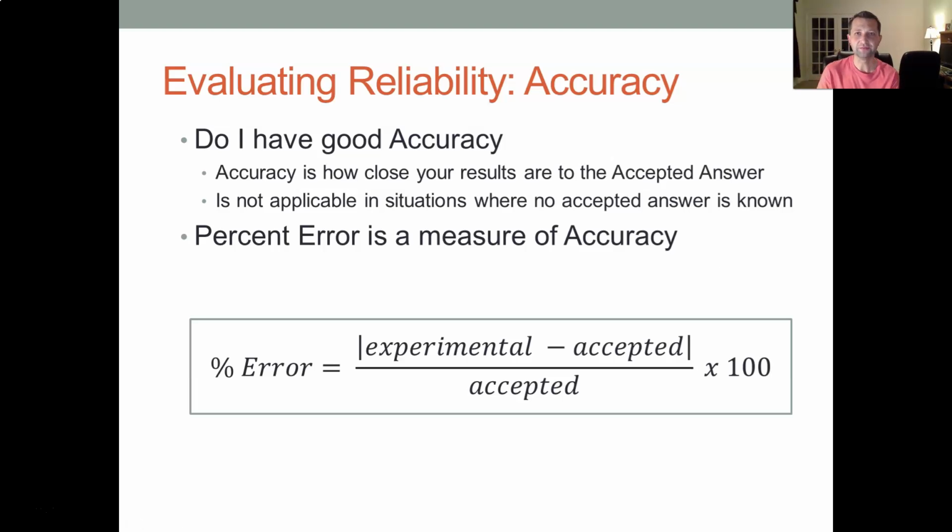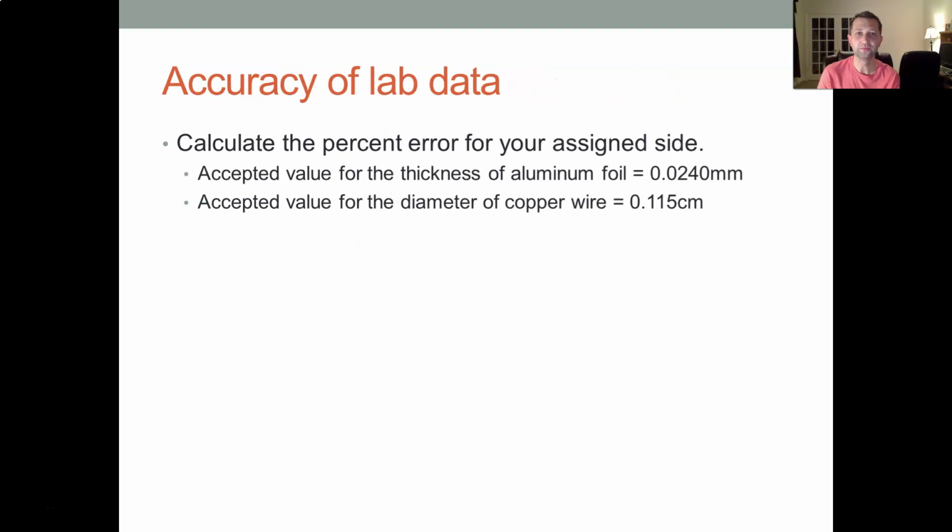Your percent error should be, again, as close to 0 as possible. It'd be great to have 0% error, where you have the same experimental answer from your lab as the literature says as your accepted value. Usually not going to happen, but that's the goal.